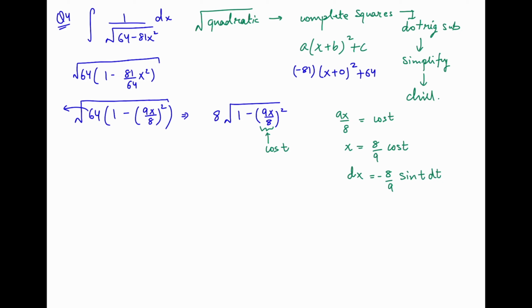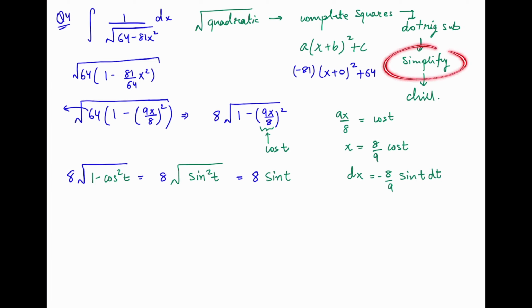Let's see, before we go to the integral world, how this simplifies to be something nice. So after substitution, this will come, which could be written as sine squared of t, which essentially is just sine t. So after the substitution, the simplification step, we're reaching this point, right? This has been simplified all the way to 8 sine t, okay?